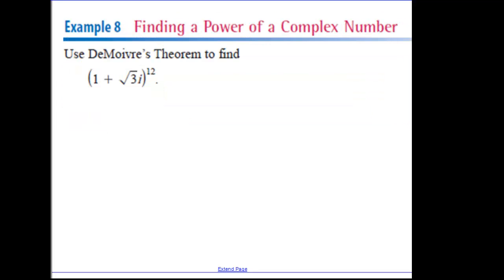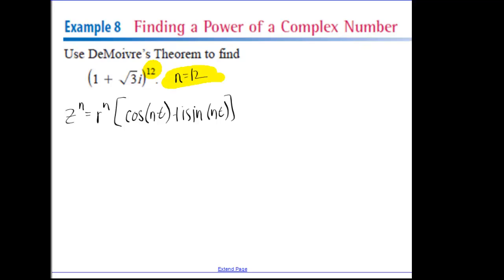All right, in example 8, we're asked to use de Moivre's theorem to find the quantity of 1 plus root 3i all raised to the 12th power. But with de Moivre's theorem, we need first a number in trig form before we can apply our formula. The only thing given to us at this point is that n is equal to 12, because it's the exponent. Looking inside these parentheses, 1 plus root 3i is in standard form, a plus bi, not in trig form.